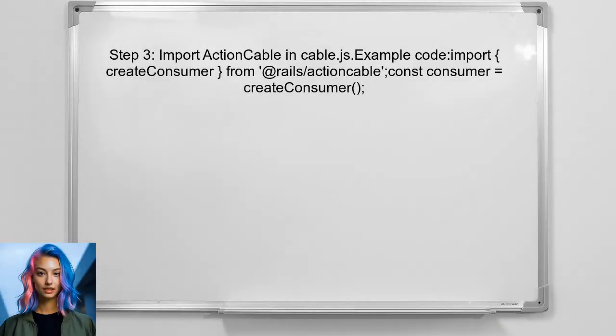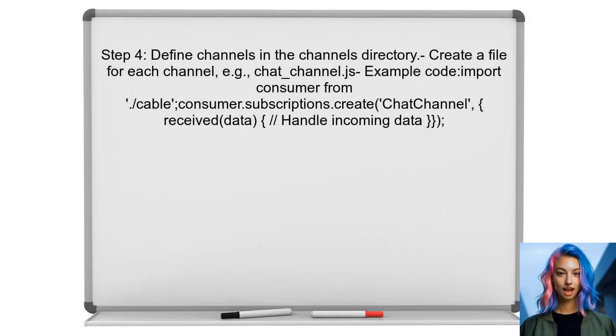Now, the user should import ActionCable in the newly created cable.js file. This allows them to utilize ActionCable's features using ES6 syntax. After setting up the consumer, the user can define their channels within the same directory. Each channel should have its own JavaScript file, allowing for organized code management.